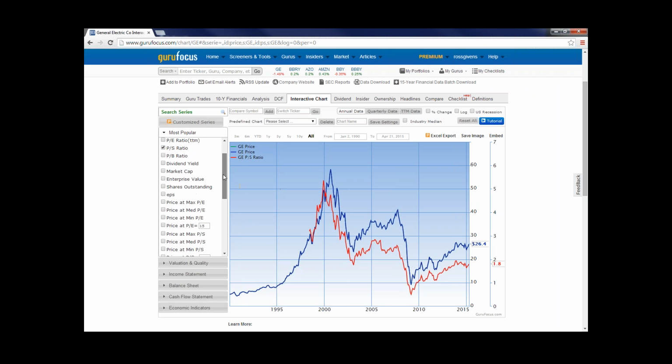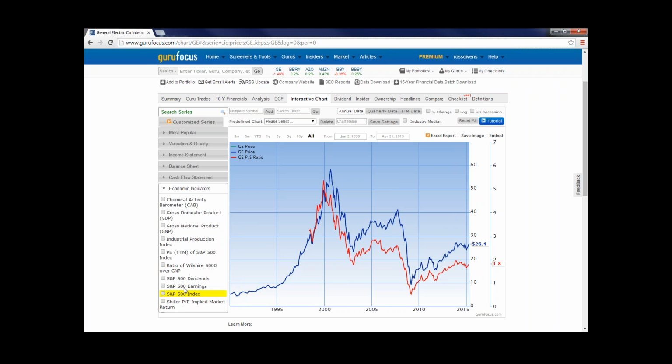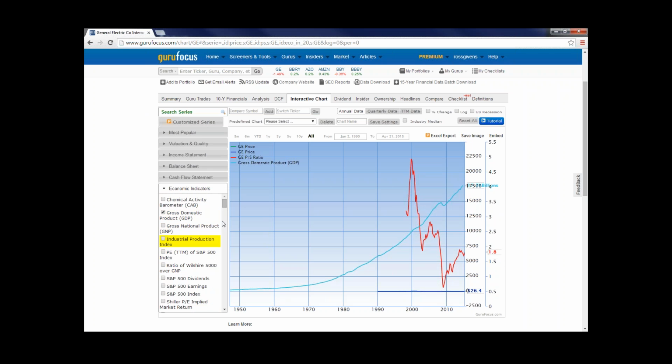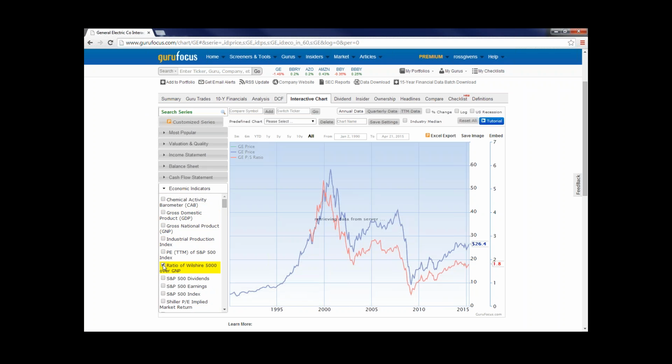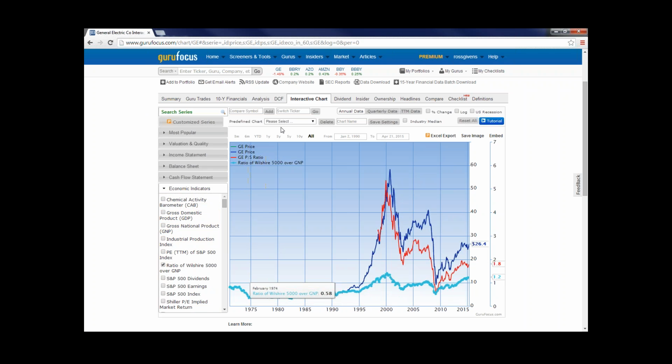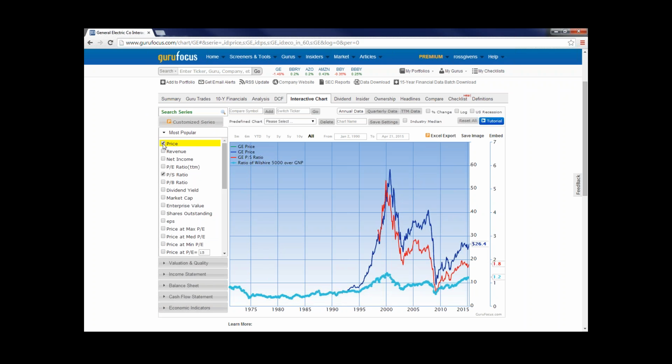So a couple more things I want to show you, and let's look big picture. Now, this is something Charlie, the owner here at GuruFocus, showed me. We know that one of Buffett's favorites is the gross domestic product versus, let's see, how does he set this up? Oh, here it is. The ratio of the Wilshire 5000 over GNP. And let me remove the GE stuff.